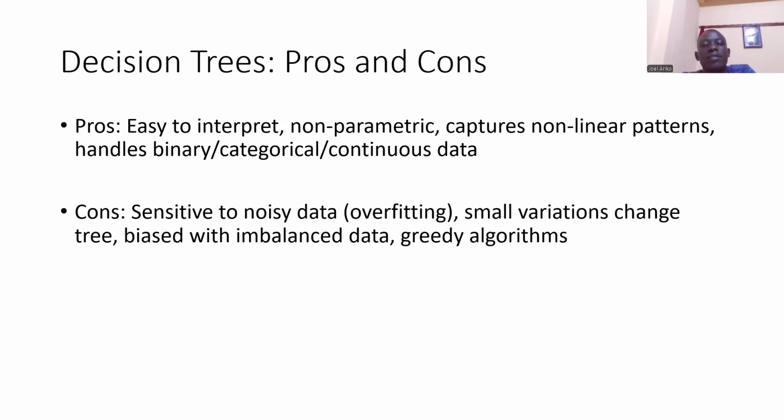Then we have advantages and disadvantages of decision trees. One of the advantages is that it's easy to interpret. It's non-parametric, yes. It also captures non-linear patterns and so on. Then disadvantages: it's sensitive to noisy data, leading to overfitting. It's also biased with imbalanced data.